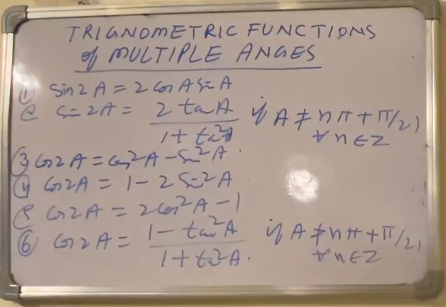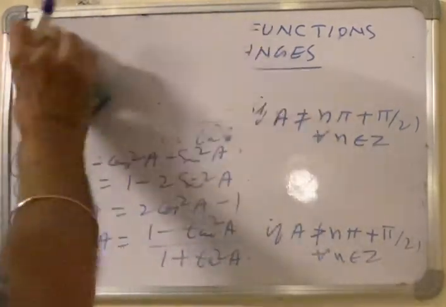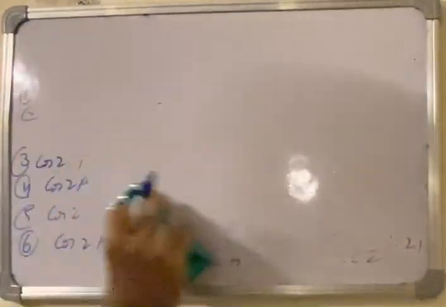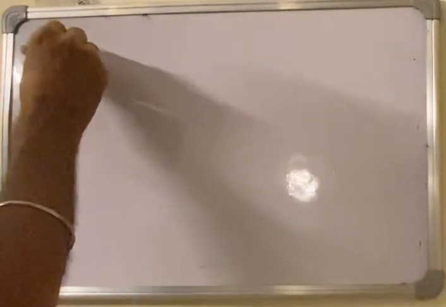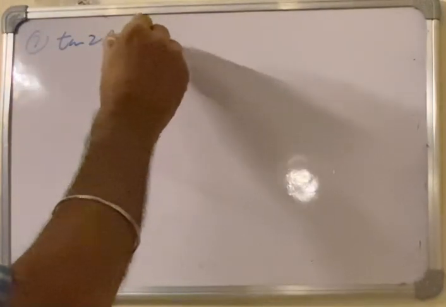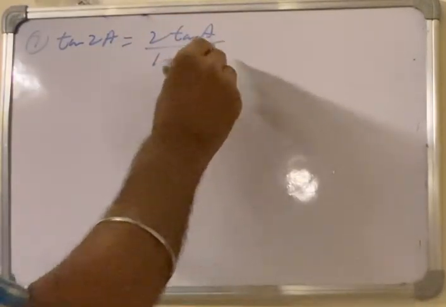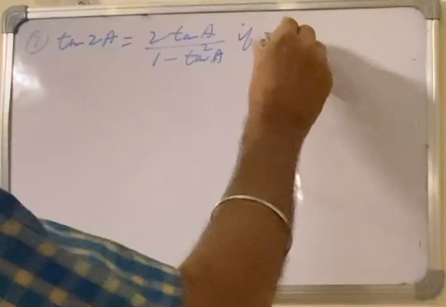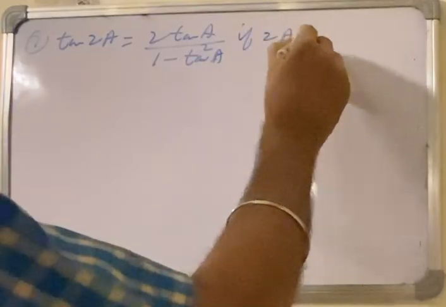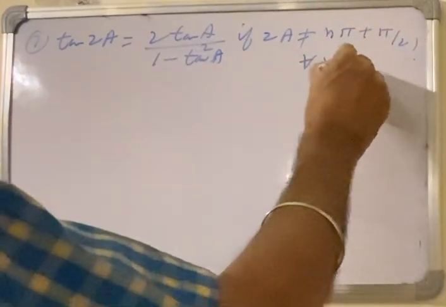The next we take tan 2a. Seventh, tan 2a is equal to 2 tan a over 1 minus tan square a, if 2a is not equal to n pi plus pi by 2 for all integers n.